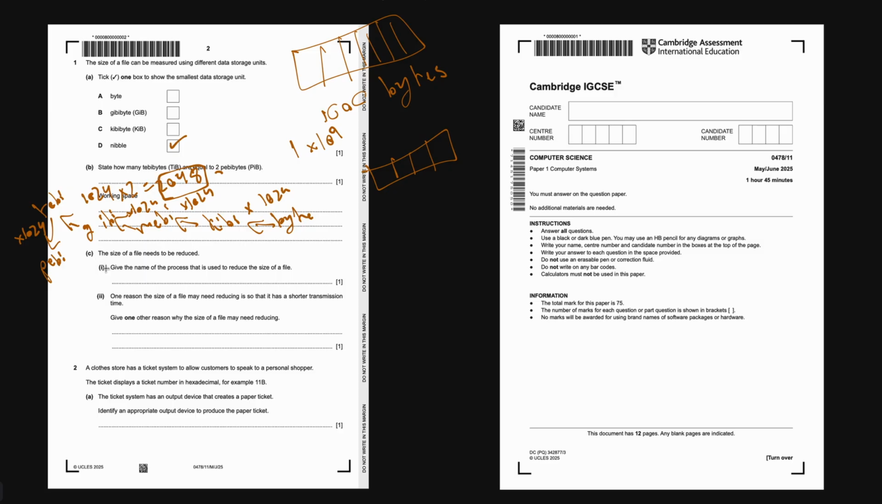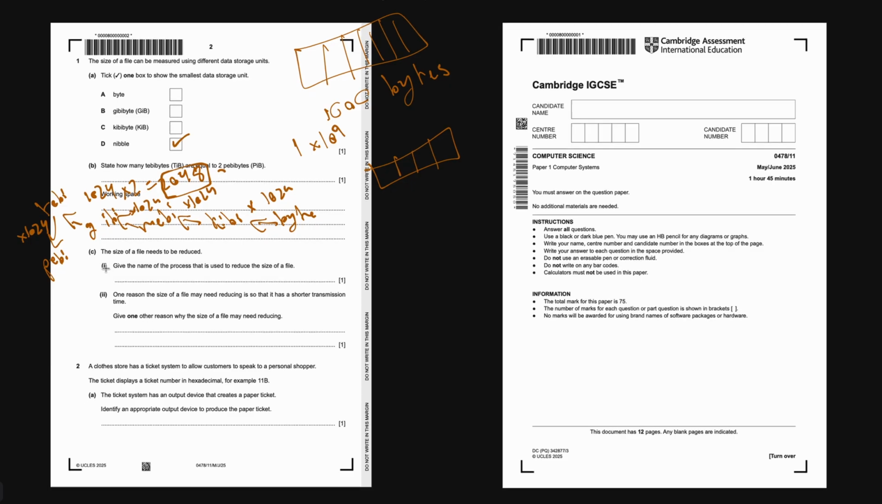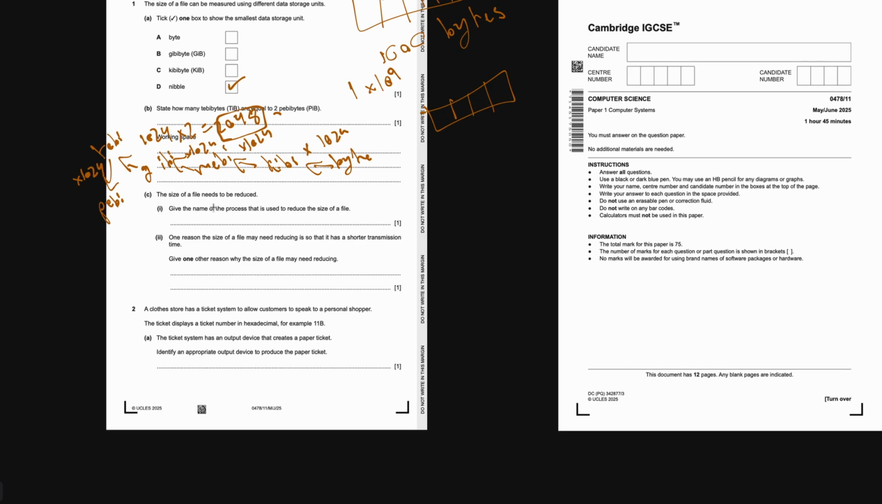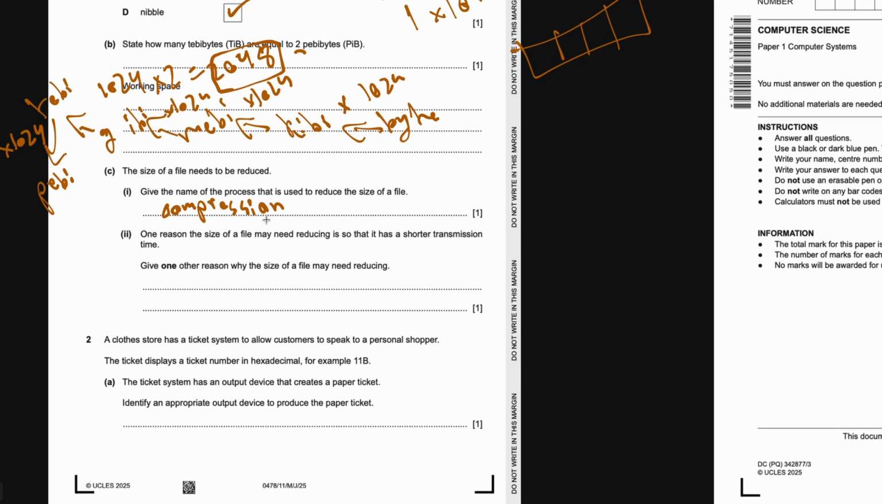For part C, the size of a file needs to be reduced. Give the name of the process that is used to reduce the size of a file. That's of course data compression, right? So compression, which of course we have 2 types of compression, lossy and lossless.